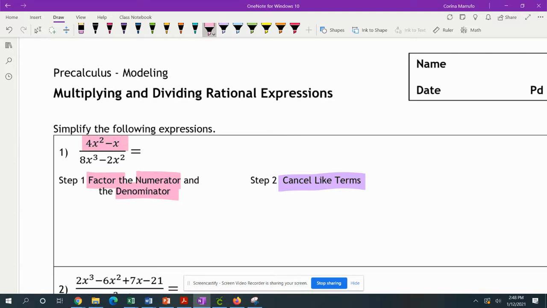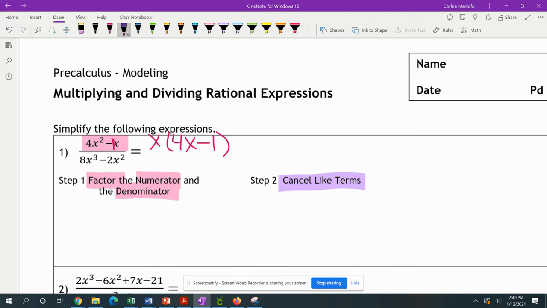Okay, so looking at the numerator, 4x squared minus x, your greatest common factor is going to be an x, and then you write whatever's left over. So I'm left over with a 4, and I'm left over with this x, and then we have the minus sign. Remember, the coefficient here is a 1. Even though it's invisible, you can't forget to put it in there.